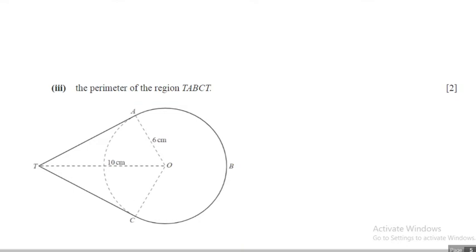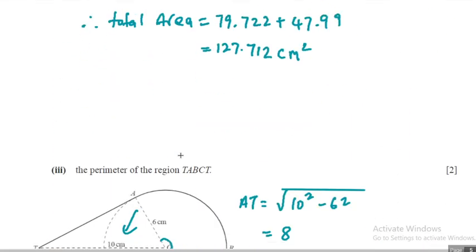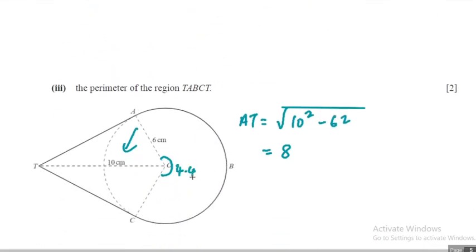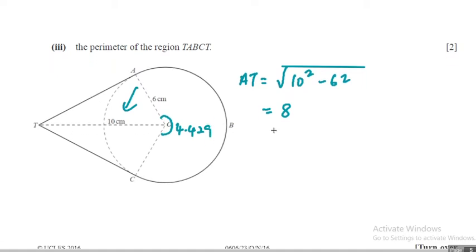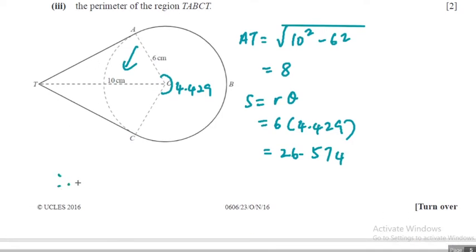So I will find AT here. AT equals to, apply the Pythagoras theorem, 10 square minus 6 square, because the hypotenuse here is 10, right? So this is 8. And then we have this just now, which is 4.429. So I write here 4.429. Okay, so S equals to r theta. So 6 times 4.429 is 26.574.